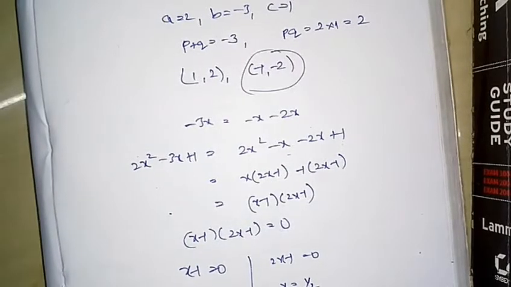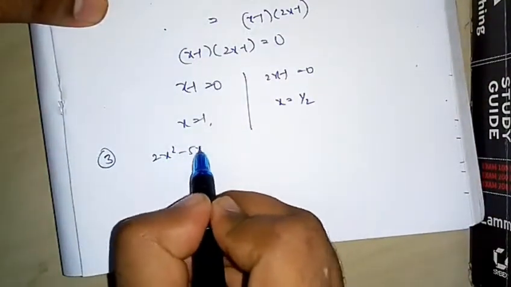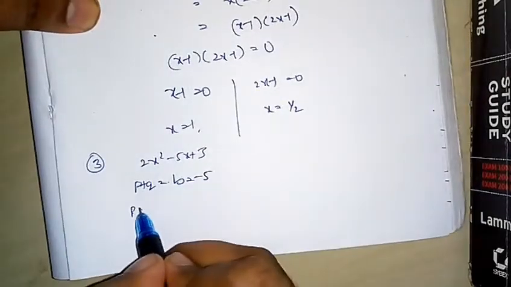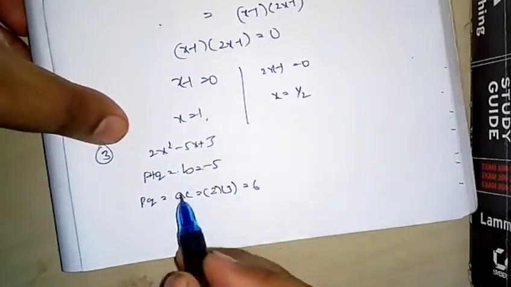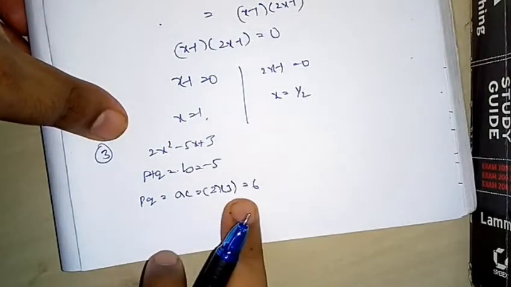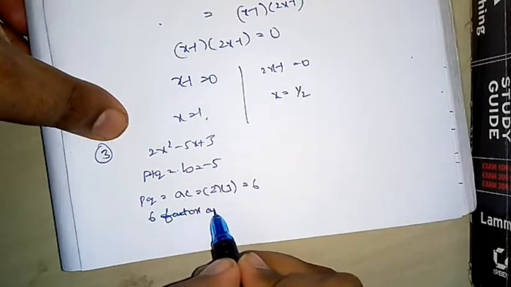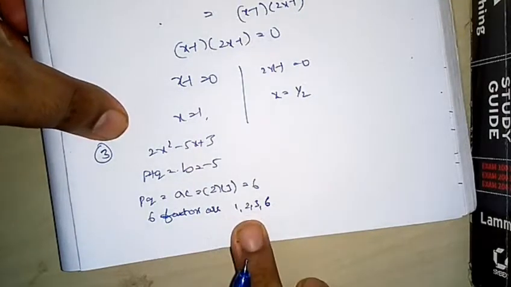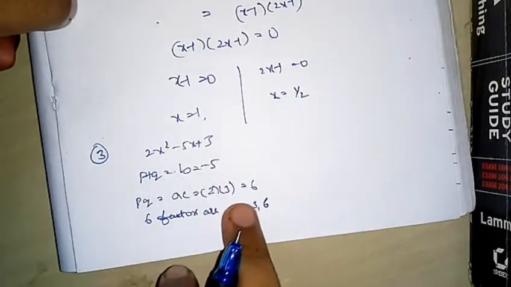Let's solve one more example. Example 3. Find the roots of the equation 2x square minus 5x plus 3. Here p plus q is equal to b, which is minus 5, and pq is equal to ac, which is 2 into 3, which is equal to 6. Let's write the factors. Six factors are 1, 2, 3, 6. So you take two numbers from these factors such that the sum is equal to minus 5 and the product is equal to 6.